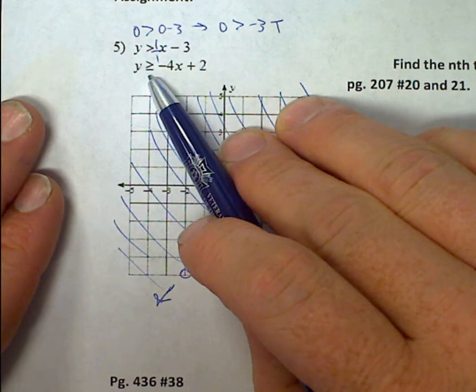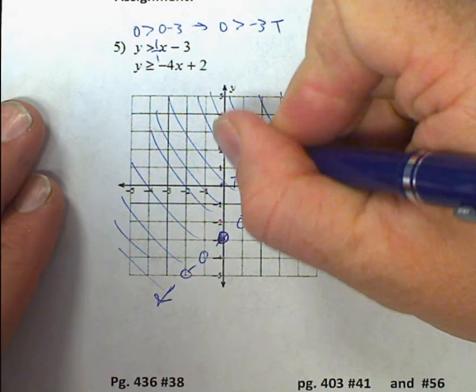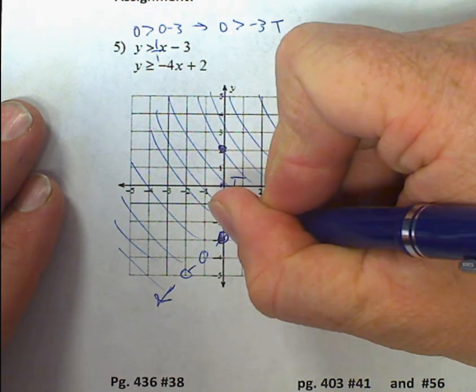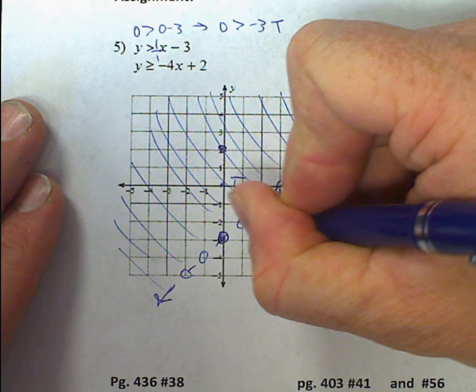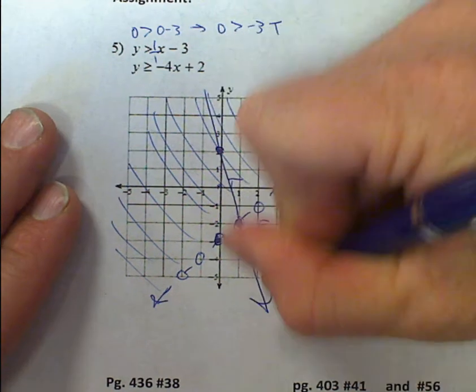Y greater than or equal to -4x plus 2. So I'm going to start at 2. I'm going to go down 1, 2, 3, 4 over 1. Down, I can't go down, so there's my line, solid line.